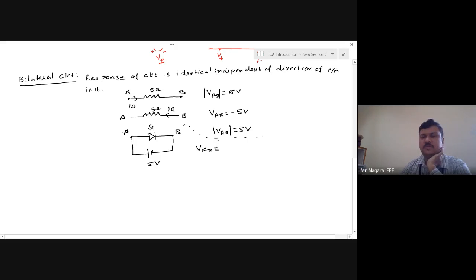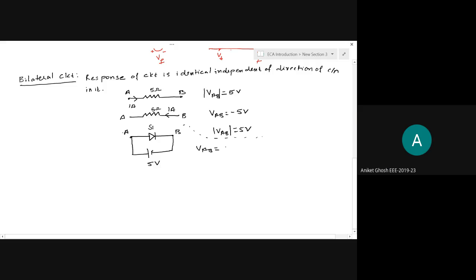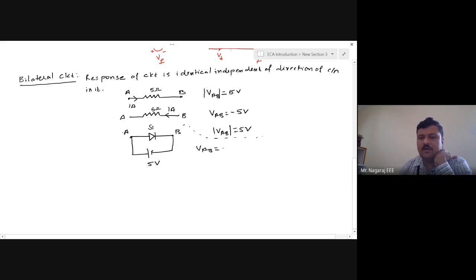Yes, anybody? What is VAB? 0.7. Yes, 0.7. When the diode is forward bias, the maximum voltage across it is only the threshold potential or barrier potential. So VAB is 0.7 volts.